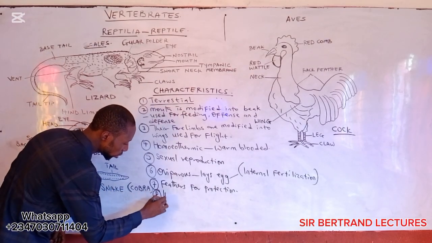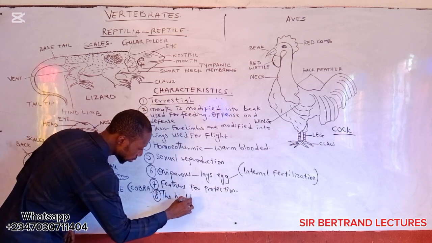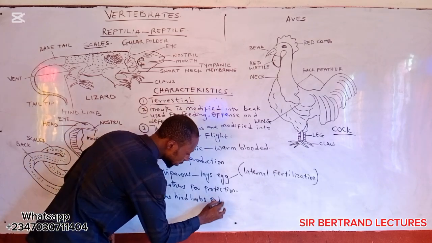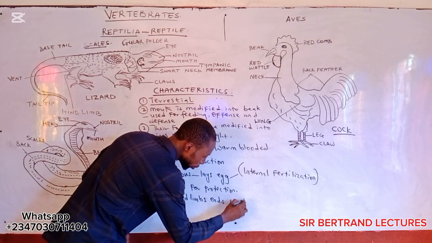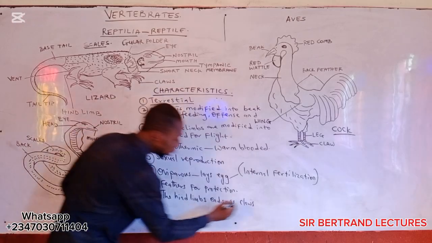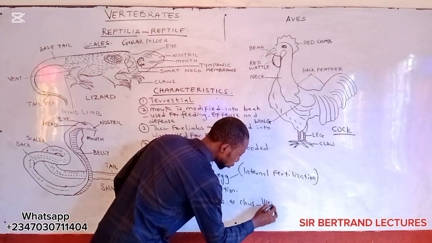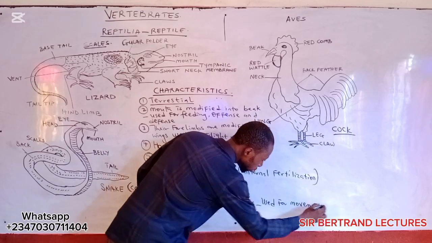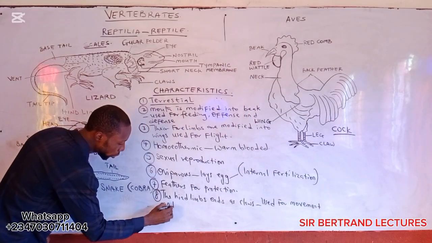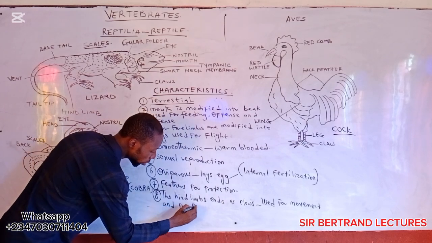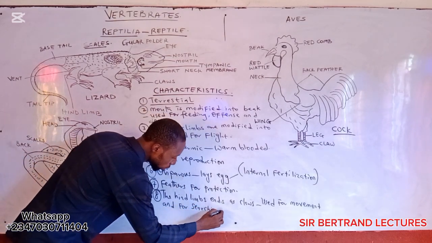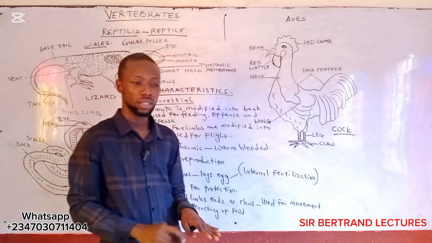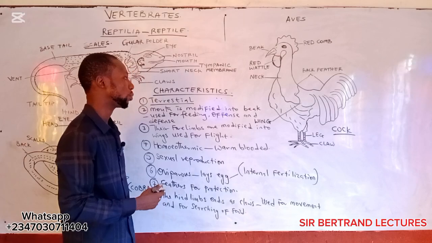Then number 8, the hind limbs end as claws, which are used for movement and are also used for searching for food. That is, they also use the claws for searching food.